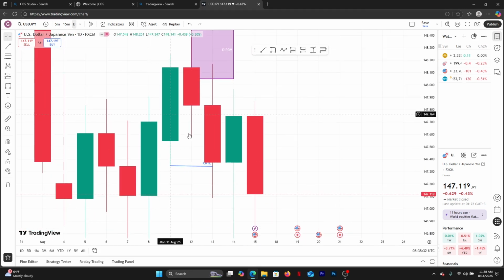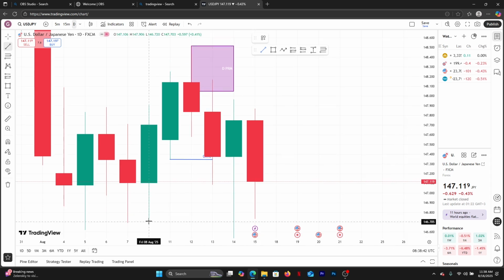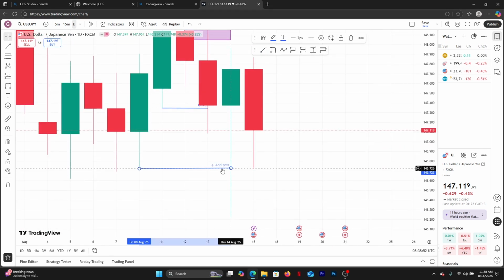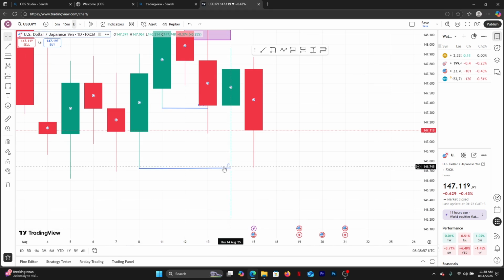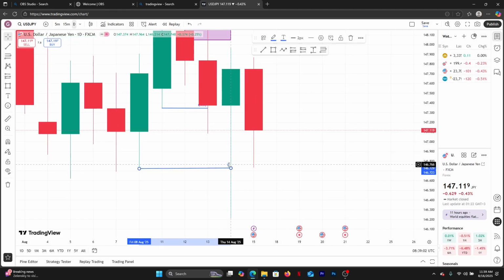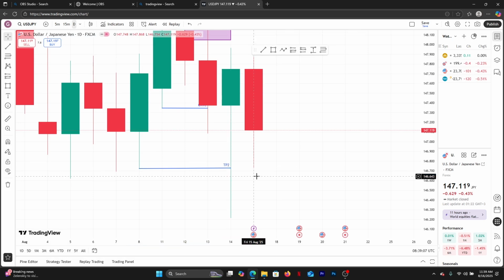So we are now marking our targets. The CRT low or the previous day low is also a target, and then we have also this as a target, the other day low as a target because it was never swept. Now with that marked, I can mark this as TP2, take profit 2.